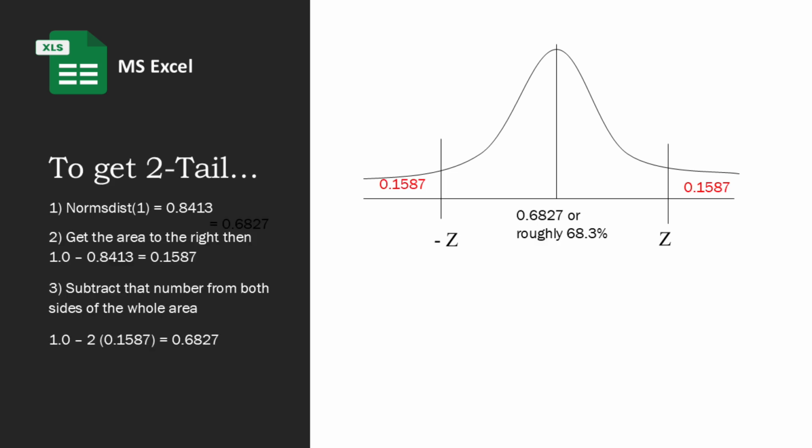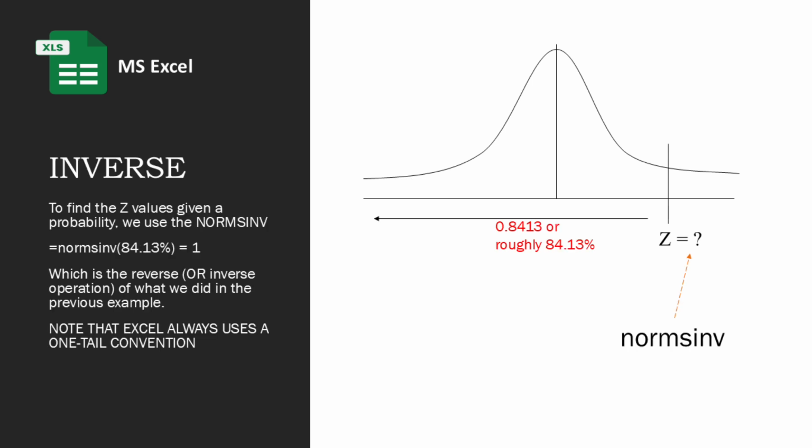So you'll have to note this: when working with probabilities and the bell curve in Excel, the convention is to use a one-tail distribution. So kindly remember that.